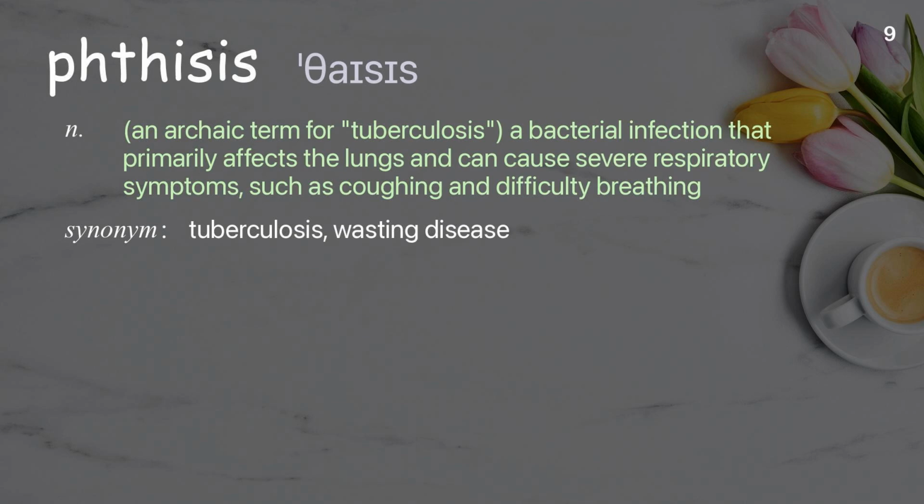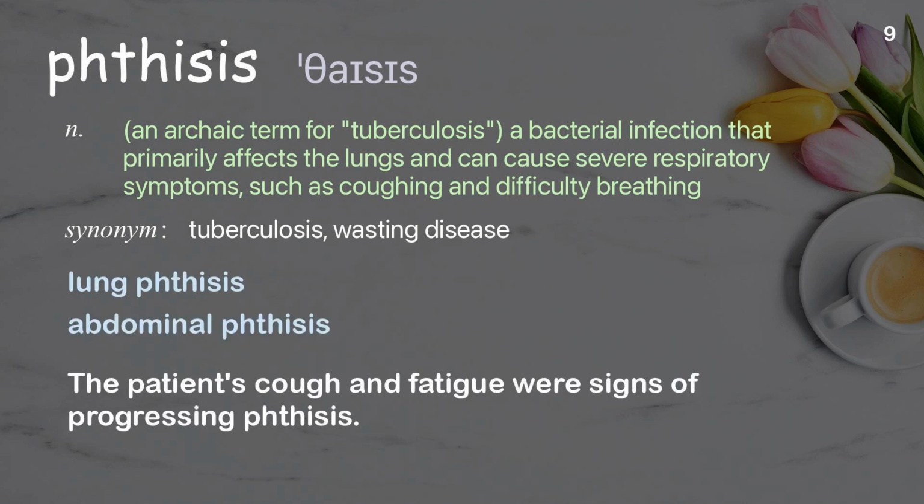Phthisis. An archaic term for tuberculosis, a bacterial infection that primarily affects the lungs and can cause severe respiratory symptoms, such as coughing and difficulty breathing. Examples: Lung phthisis. Abdominal phthisis. The patient's cough and fatigue were signs of progressing phthisis.